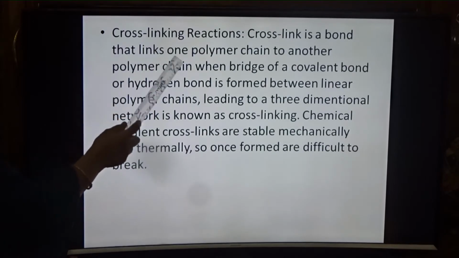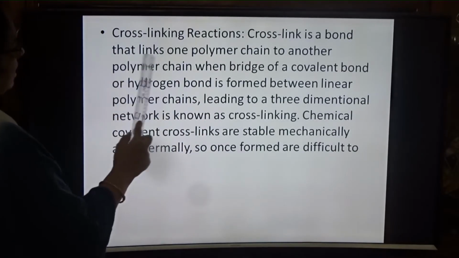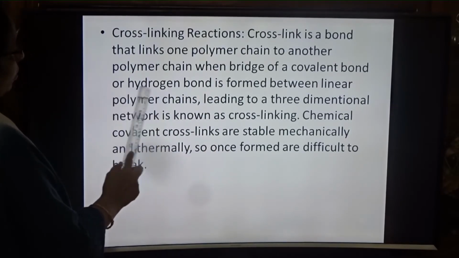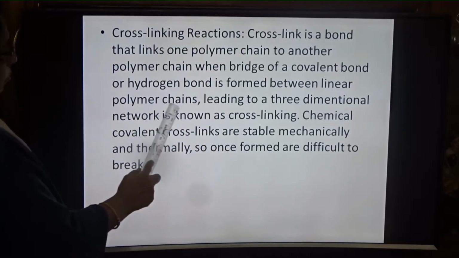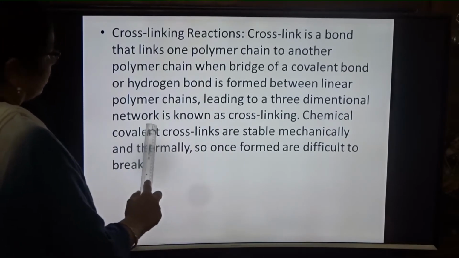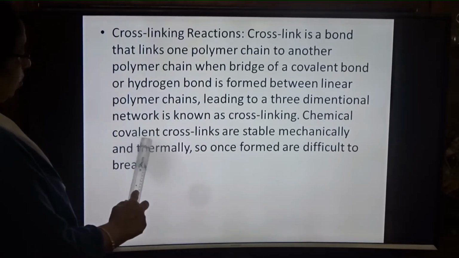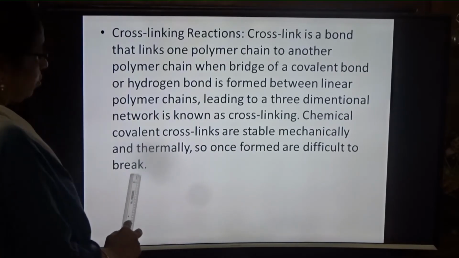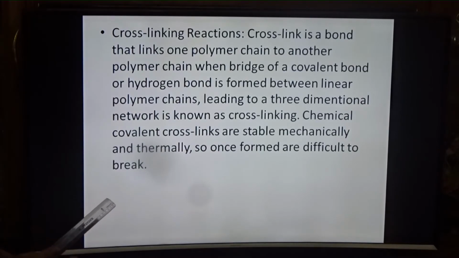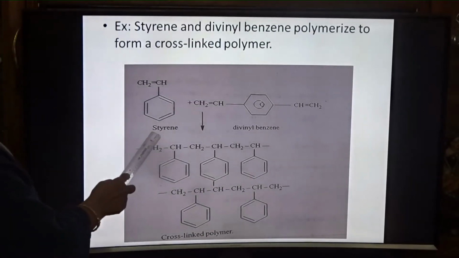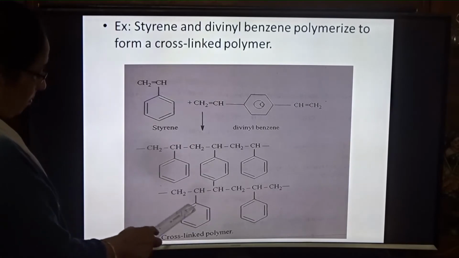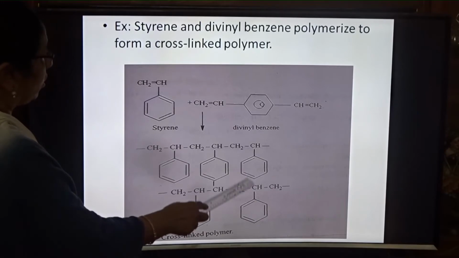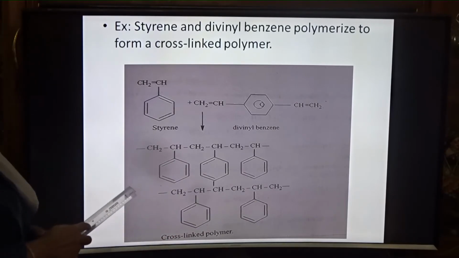Next, cross-linking reaction. A cross-link is a bond that links one polymer chain to another polymer chain. When a covalent bond or hydrogen bond is formed between linear polymer chains leading to a three-dimensional network, it is known as cross-linking. Chemical covalent cross-links are stable mechanically and thermally, so once formed they are difficult to break. Example: styrene plus divinyl benzene forms a cross-linked polymer. Here cross-linking is there and this type of cross-linked polymer is formed.